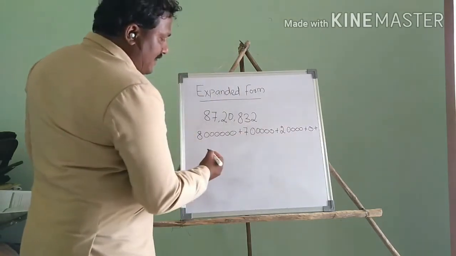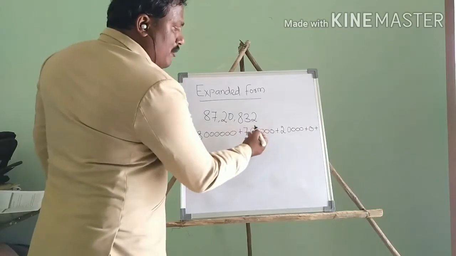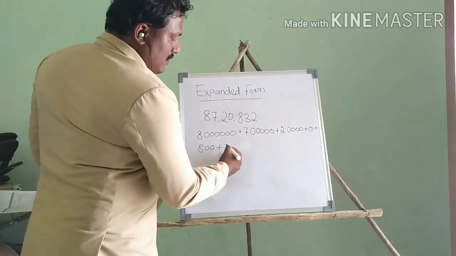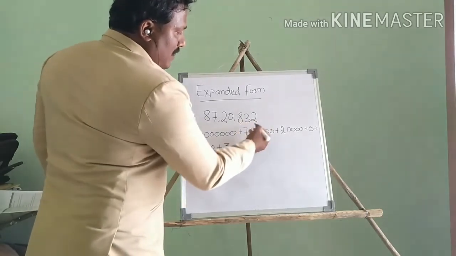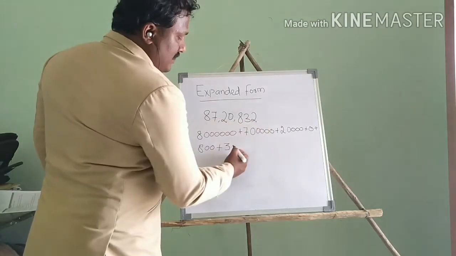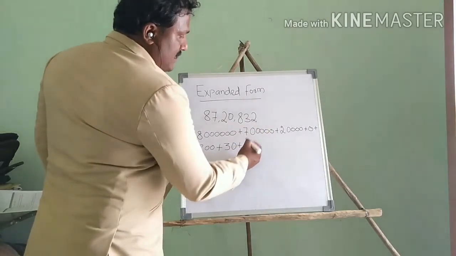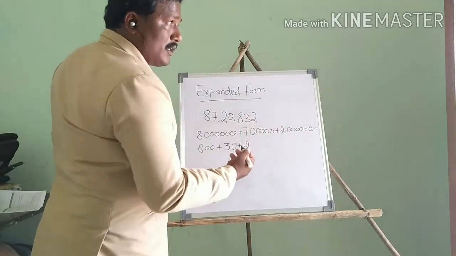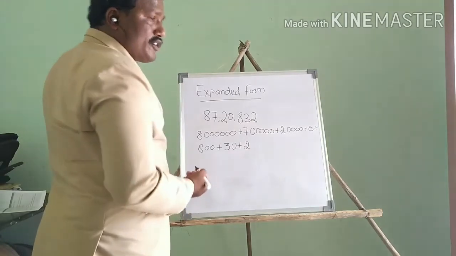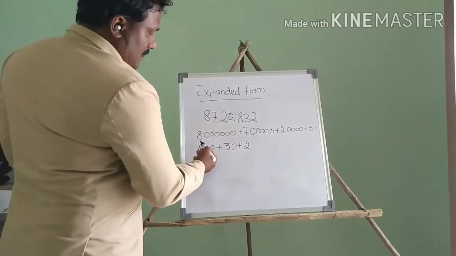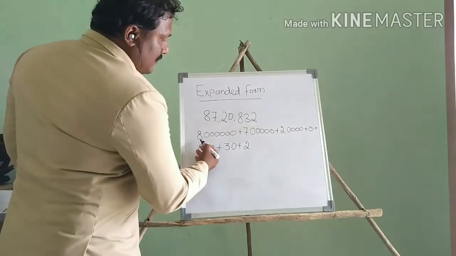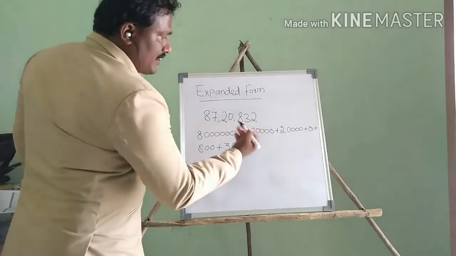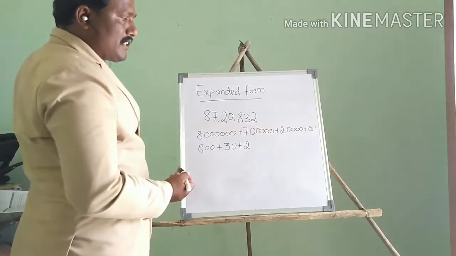Plus. After 8, how many digits are there? 2 digits. So 2 zeros. Plus. After that, what number is there? 3. After 3, how many digits? Only 1 digit. So only 1 zero. Plus 2. Is there any number after 2? No, there is no number, so no need to put 0. So this is the expanded form. See, 8 lakh, 7 lakh, 87 lakh 20,832. So this is the easiest method, right?